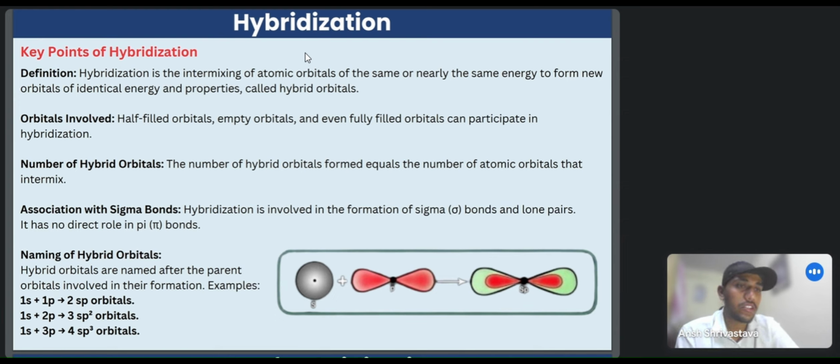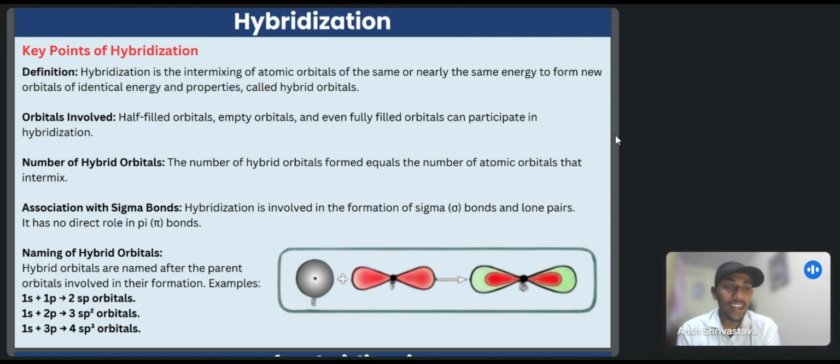Coming to the association with sigma bonds, hybridization plays a significant role in the formation of sigma bonds and lone pairs. It is important to note that hybrid orbitals are directly involved in forming sigma bonds, which are the first bonds formed between atoms in a molecule. So while hybrid orbitals create sigma bonds, pi bonds are formed independently through the interaction of the leftover p orbitals.